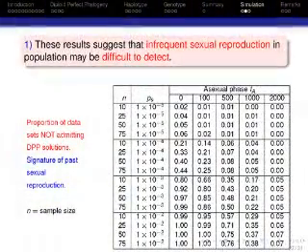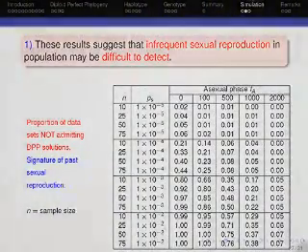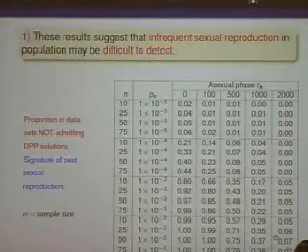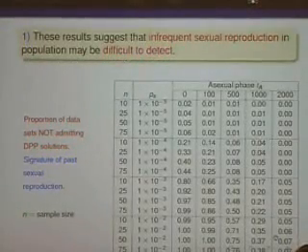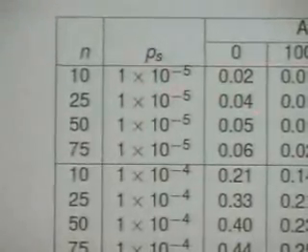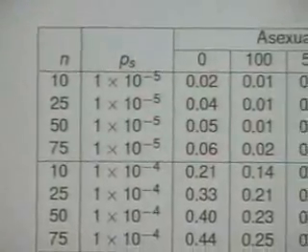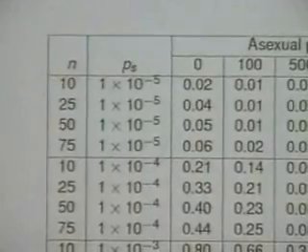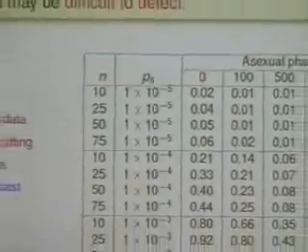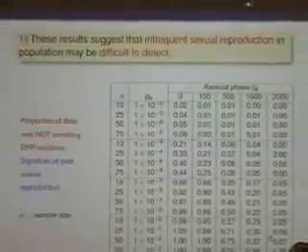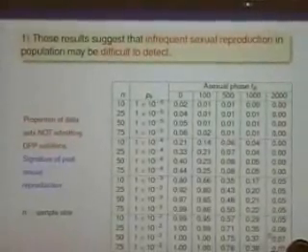But the key observation here from this simulation study is that infrequent sexual reproduction in the population may be difficult to detect. Here, if you have infrequent sexual reproduction, then we just don't have any power to detect past sexual reproduction. So I think we need to be careful when making claims about ancient asexuality. Are they really asexual? Well, I don't know.